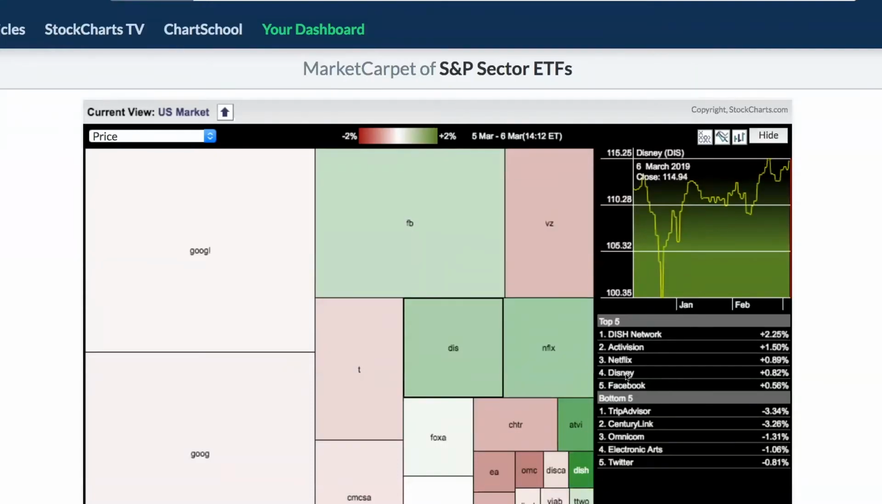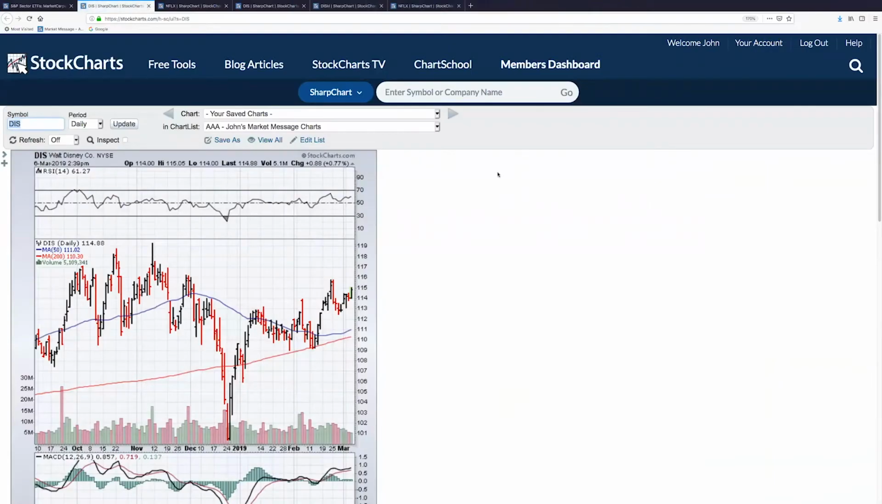The other one is Disney, chart of Disney, and it looks very much the same, symbol DIS. You can see that this stock also bottomed over here. It's been rallying very nicely. It has moved above its 50 and 200-day moving average and is moving higher.